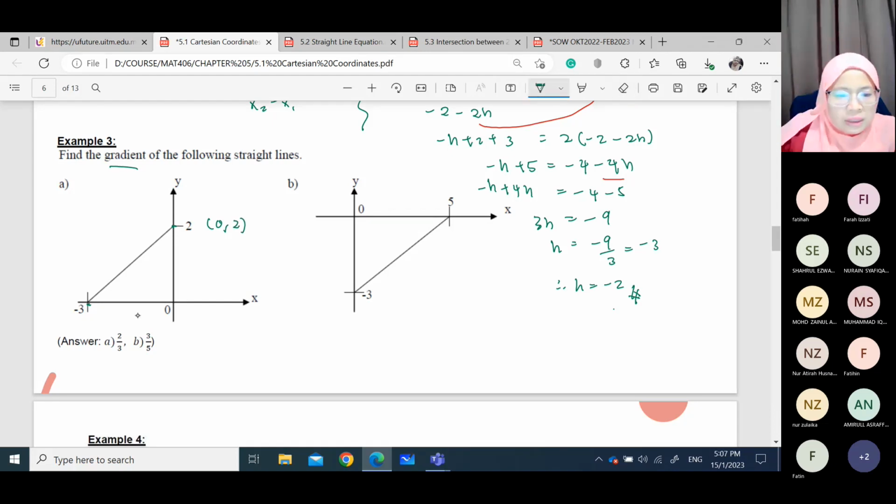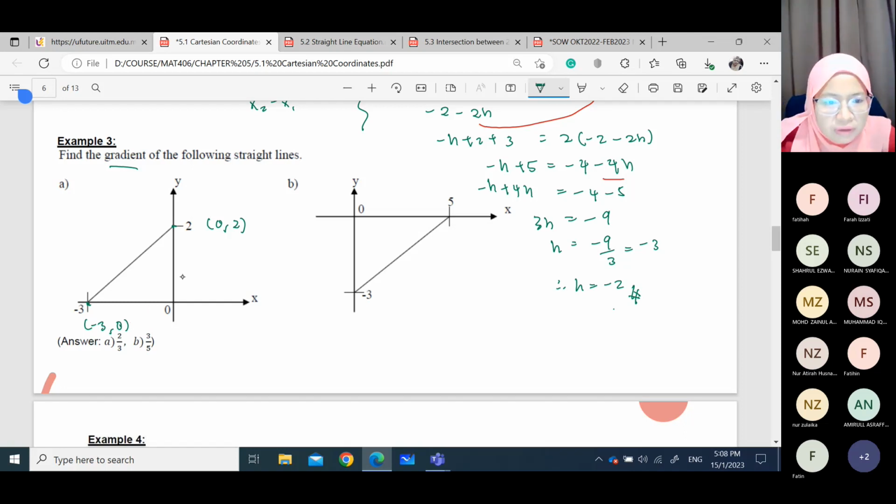Y is 2. And for this point, our x is at -3. So the value of x on the x-axis, the x-axis here, is -3. When the point lies on the x-axis, it means y is zero. Okay, so x is -3 and y is 0. So the coordinate for this point is (-3, 0).